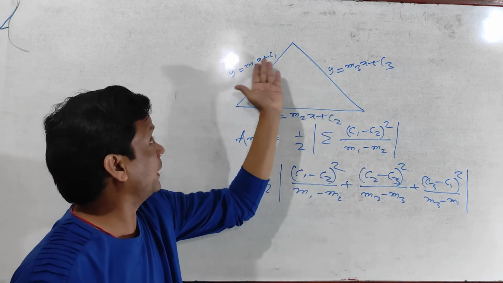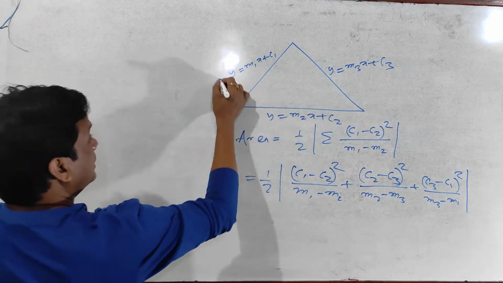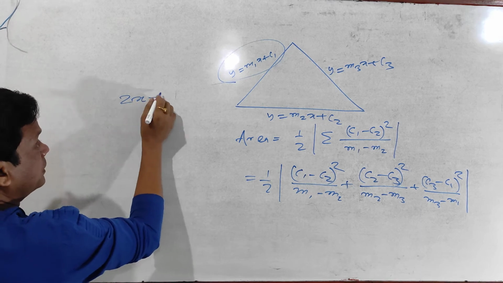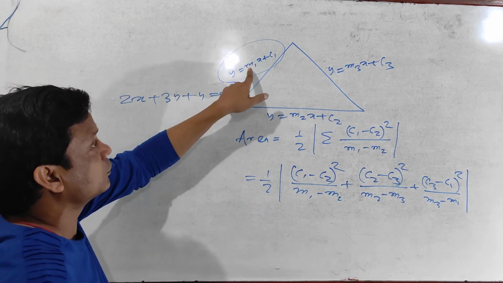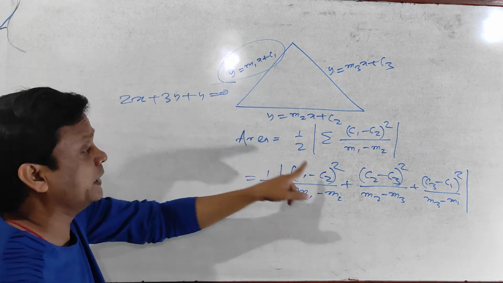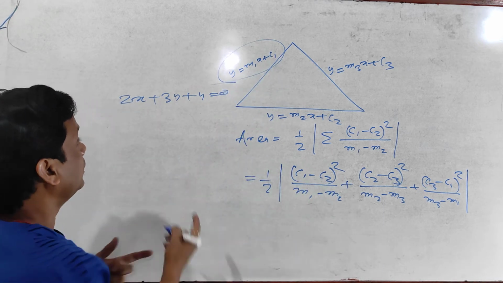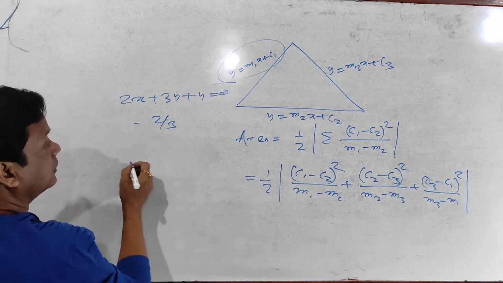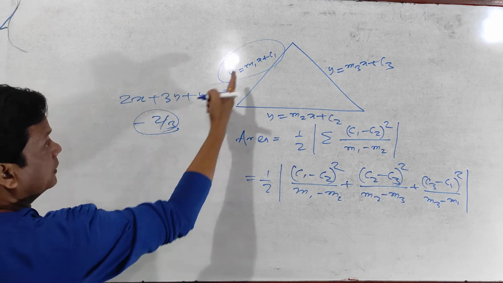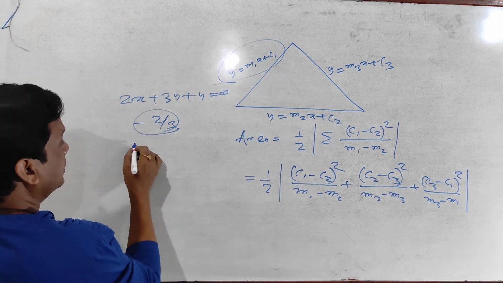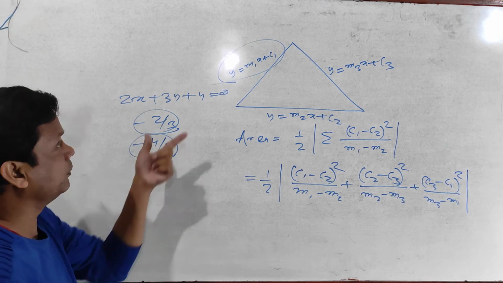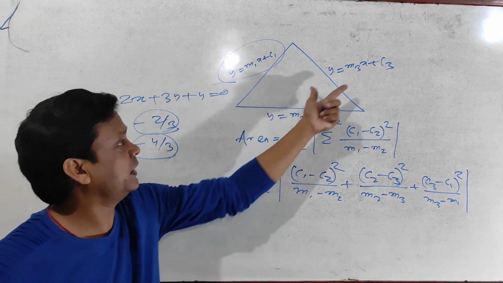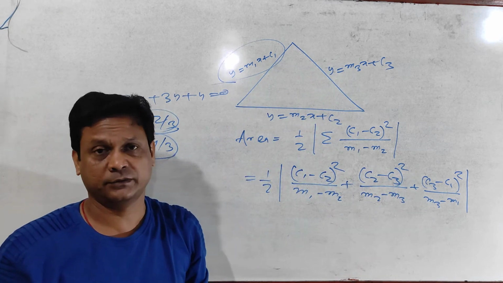For example, if the equation is in this form, 2x plus 3y plus 4 equal to 0, your only requirement is the slope and y-intercept, m and c. Here the slope is minus 2 by 3, and the y-intercept is minus c by b, which is minus 4 by 3. So you have to find these two things for all three equations and put them in the formula.